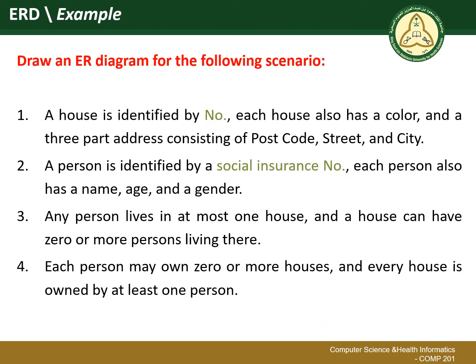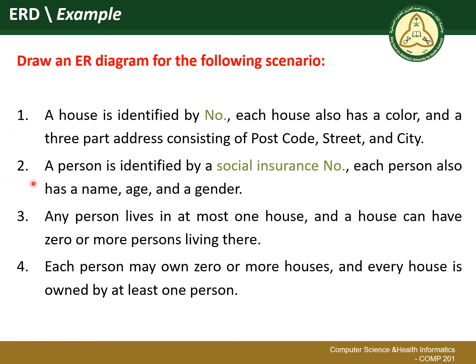So for example, we will use the following scenario to draw an ER diagram. A house is identified by number. Each house also has a color and a three-part address consisting of postcode, street, and city.